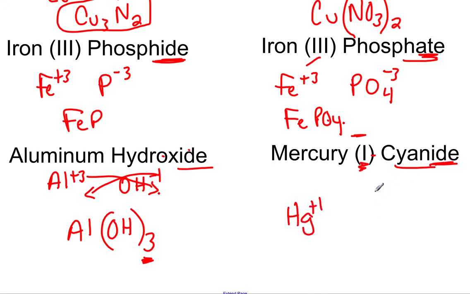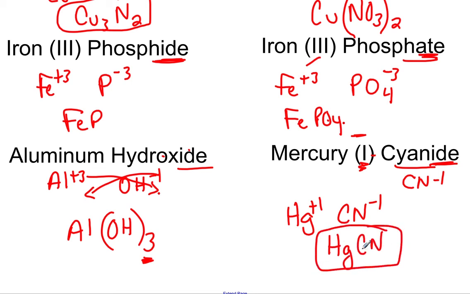And over here, mercury, hey, look at that, Roman numerals, love it. Hg+1, hooking up with cyanide. Cyanide needs to be in your brain soon. You're going to go study that. CN-1. This is a 1-to-1 ratio. Mercury says, here, take 1. Cyanide says, perfect, I need 1. And they live happily ever after as a polyatomic ion compound. So, HgCN.